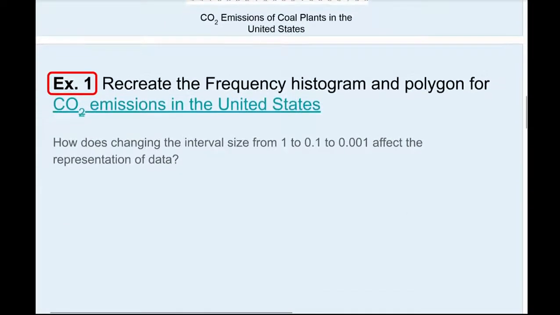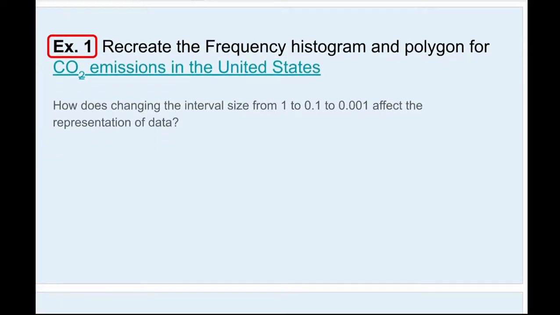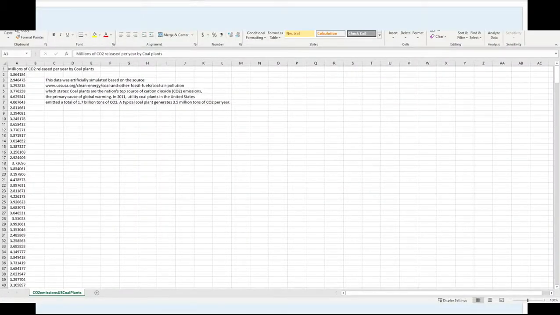So we're going to recreate that frequency histogram and polygon for the CO2 emissions in the United States. The data for it is available in our course content, but I will bring it up here. It opens up an Excel sheet that has roughly 400 different data points, in terms of millions of tons of CO2 released per year by coal plants.